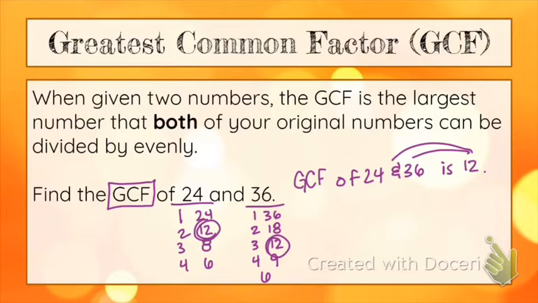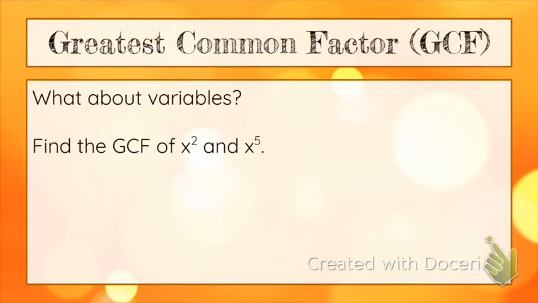All right, so let's keep building here. What about if we have variables? How would we find the greatest common factor of x squared and x to the 5th? So a quick trick to figure out what the greatest common factor is: they have to have the same base, okay? But then you use the smallest exponent of the two things that you're trying to find the greatest common factor of. So the smallest exponent of these two is 2. So the GCF is x squared.